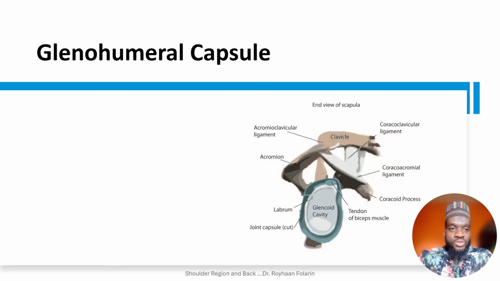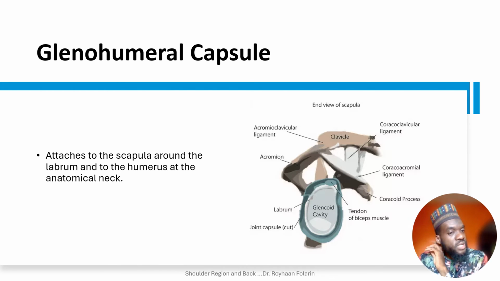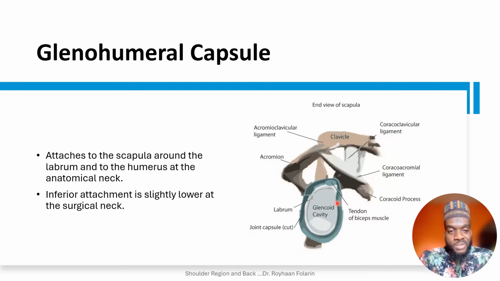And then we can mention quickly about the capsule, the glenohumeral capsule, which attaches to the scapula around the labrum. So here is the labrum of the glenoid cavity. So this is where you have the glenohumeral capsule attaching from. You can see the capsule right here. So it attaches to the scapula around this labrum, and then it attaches as well to the humerus at the anatomical neck of the humerus, thereby further contributing towards the stability of that joint.